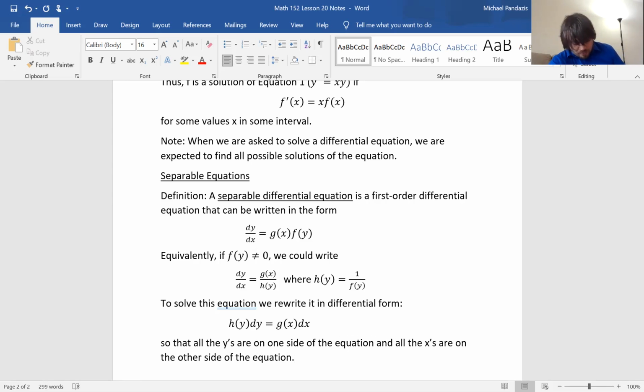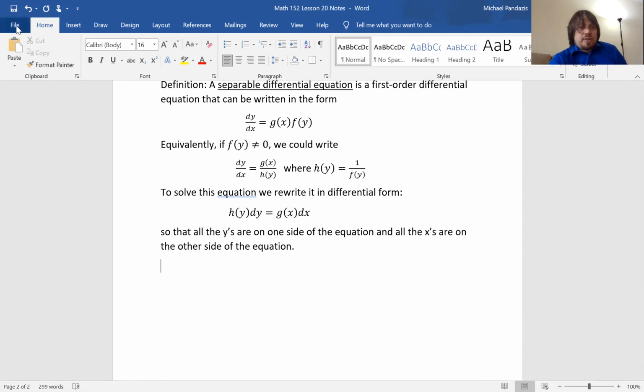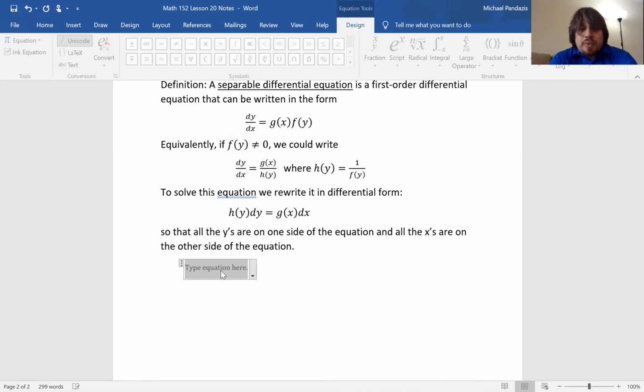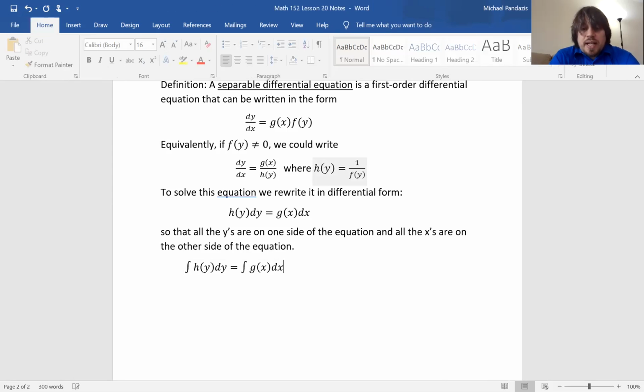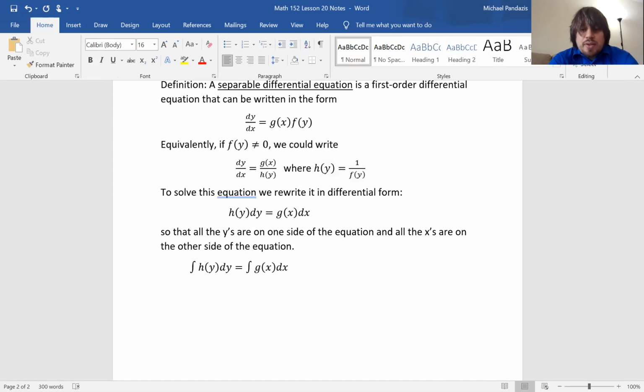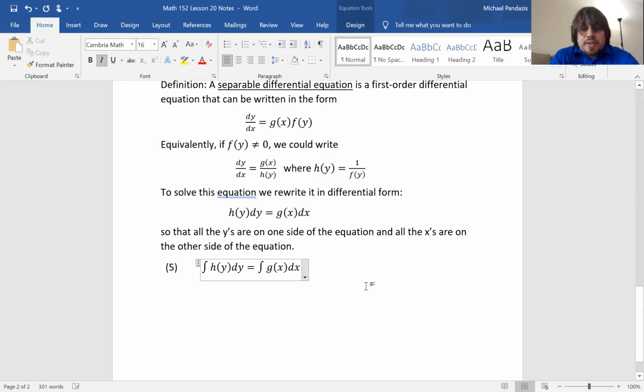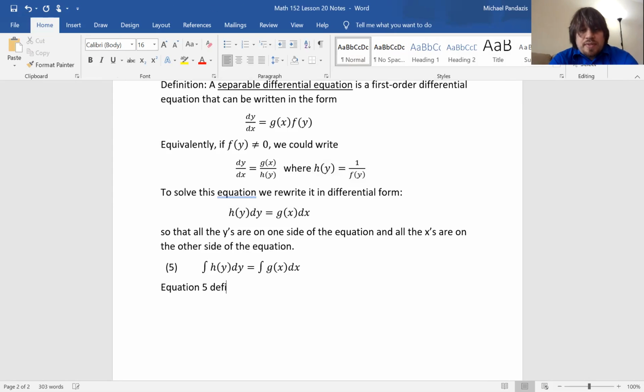Now once you have that those two differentials are the same, with that assumption, you can integrate both sides. When you integrate both sides, you get that the integral of h of y dy is equal to the integral of g of x dx. In the book, this is labeled as equation 5 in this section.